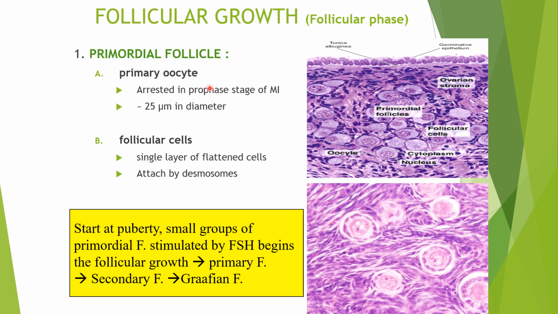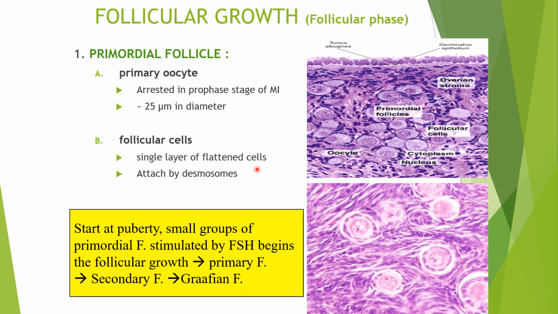The primordial follicle contains a primary oocyte. You can see over here there is a pool of the primordial follicles in the cortex, and out of these pools in every cycle a few of the primordial follicles start to grow and only one reaches full maturity. They are arrested in prophase of meiosis 1. Their size is nearly 25 to 30 micrometers.